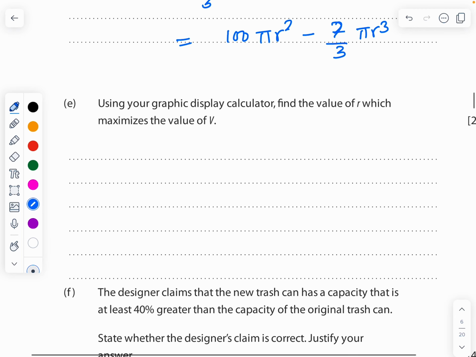Using your graphing display calculator, find the value of r that will maximize the volume. So you just need to use the GDC, no need of derivative and so on. You should be getting that graph and find the maximum point. The r value should be equal to 31.4 centimeters. So draw the graph on the graphing calculator and you will be getting the value of r as 31.4 centimeters.